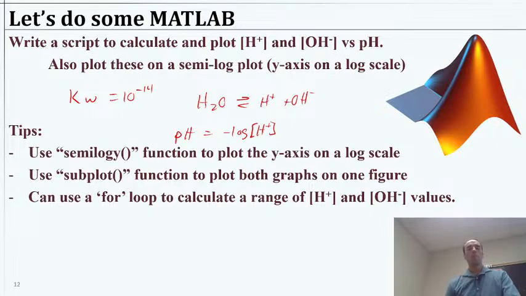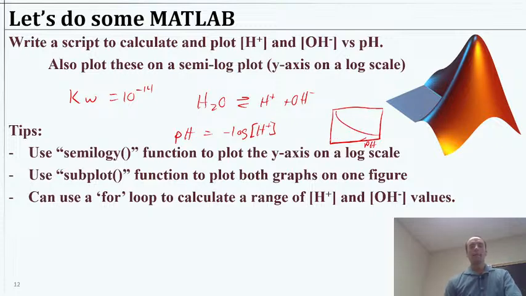So we just need to make a plot that looks something like this, where we have pH on the x-axis and the concentration on the y-axis. And the H plus, of course, will be highly concentrated at low pHs, and it'll look kind of logarithmic. And the OH minus will do kind of the opposite. So it should look something like that. I didn't draw very well, but you get the idea, right?